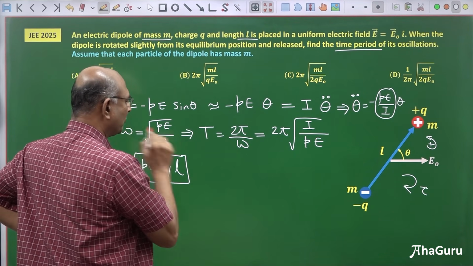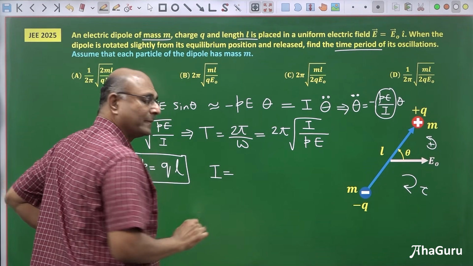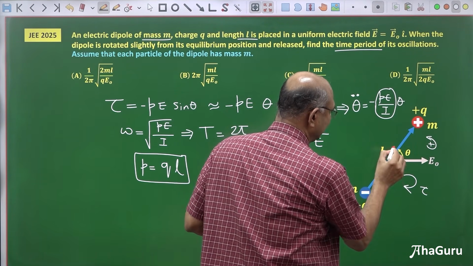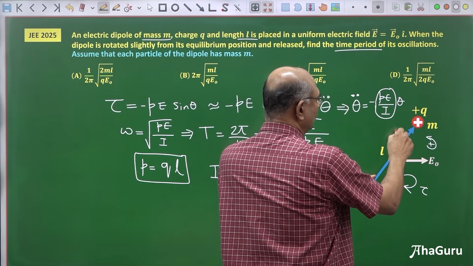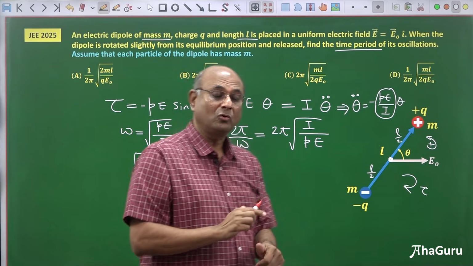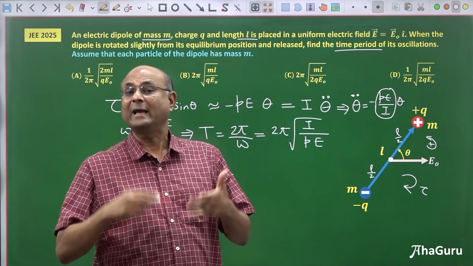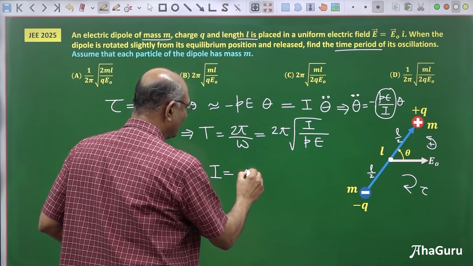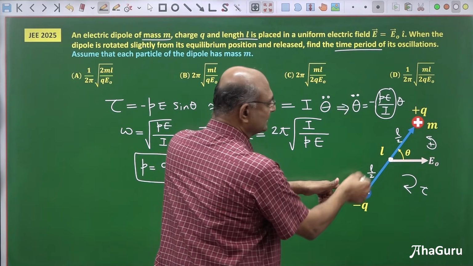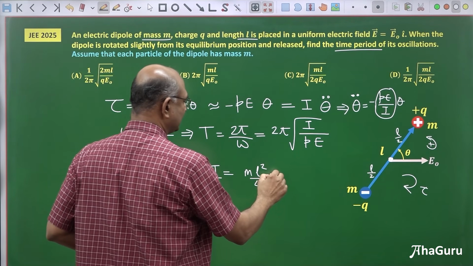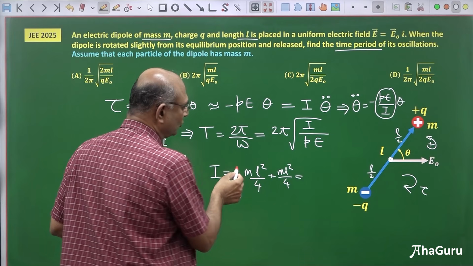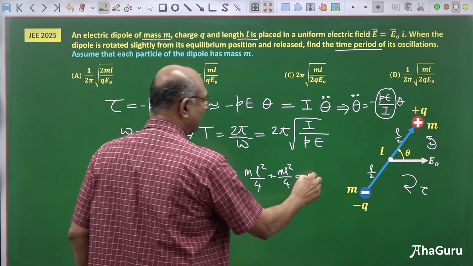What about I, the moment of inertia? It will be for this mass, and you always take it about the center, so this length is L by 2. So M into L by 2 whole square, what is that? L square by 4. So M into L square by 4, and for this mass also you have M into L square by 4. So plus M into L square by 4, and that gives me 2 times M L square by 4, which is M L square by 2.